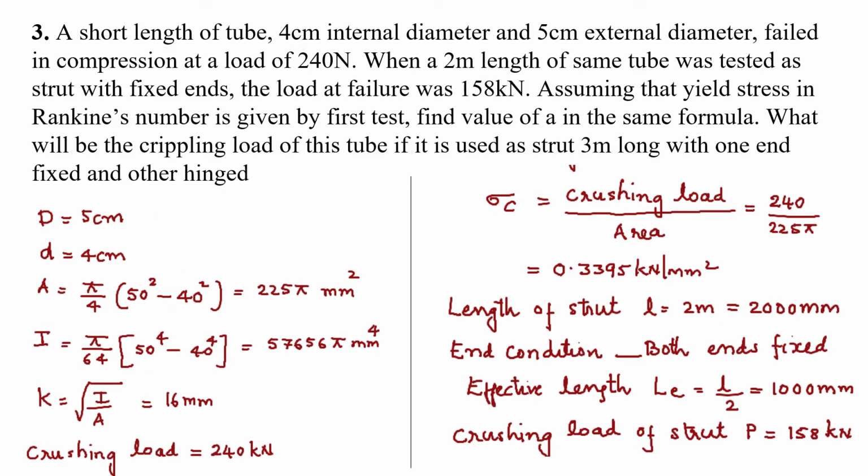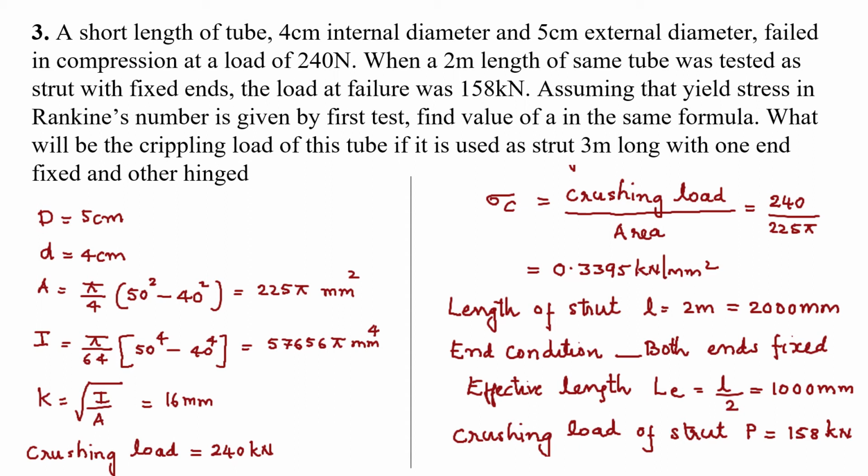Next question. A short length of tube, 4 cm internal diameter and 5 cm external diameter, failed in compression at a load of 240 kN. When a 2-meter length of same tube was tested as a strut with both ends fixed, the load at failure is 158 kN. Assuming that yield stress in Rankine's formula is given by the first step, find value of A in the same formula. A is the Rankine constant. What will be the crippling load of this tube if it is used as a strut 3 meter long with one end fixed and other end hinged?